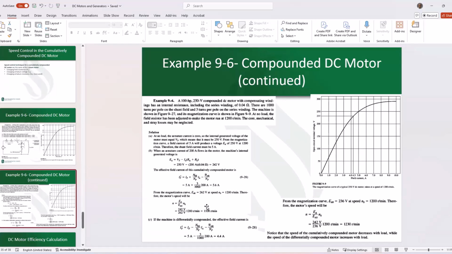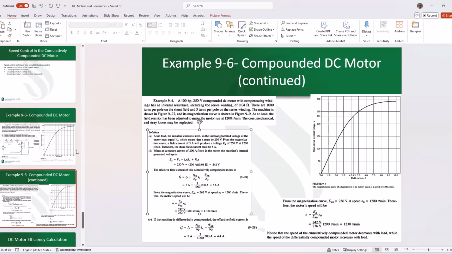Therefore, to find the actual speed, we use this same famous equation: N is proportional to EA. Since our actual voltage is 242, we divide that by the 262 that we got from this curve and multiply that by 1200 to find 1108 revolutions per minute.